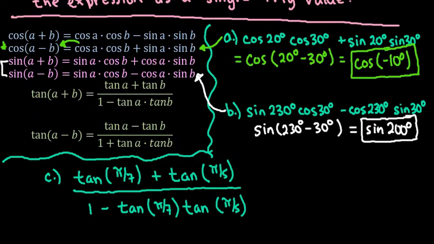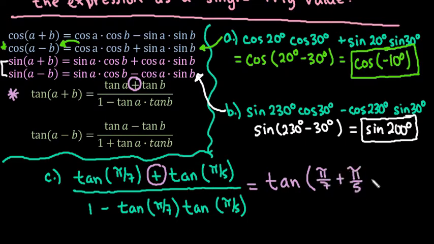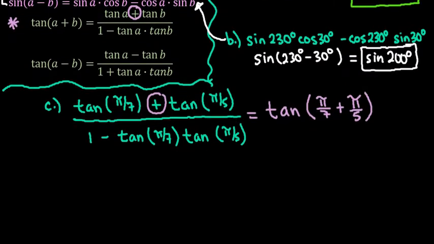All right, the last one that we're going to look at is tangent. So it's going to use one of these 2 rules. Because it's positive on the top, that corresponds to a positive on the top. So this is a tangent of a plus b. So I would just rewrite this as tangent of pi over 7 plus pi over 5. So it looks really complicated, but it's actually very simple. And then all we have to do is simplify the inside expression.